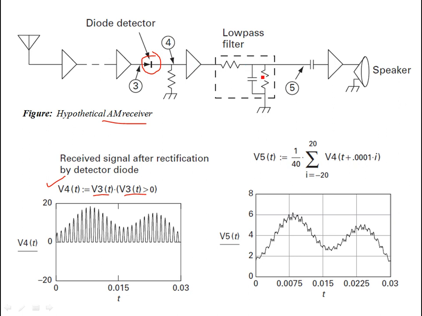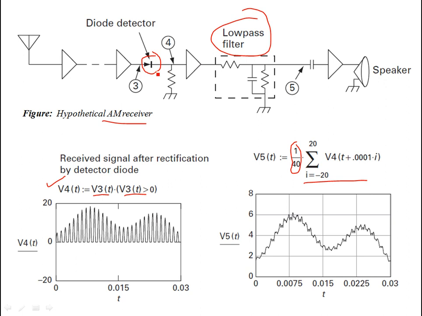Now the next section constitutes a low pass filter. What this low pass filter does is a running average on V4. This is a running average operator, so you're taking 40 samples and multiplying by 1/40. It's just smoothing out the high frequency, averaging the signal. Since it's a low pass filter, at high frequency the capacitor shorts and nothing comes out. At low frequency it is open, so it lets through.